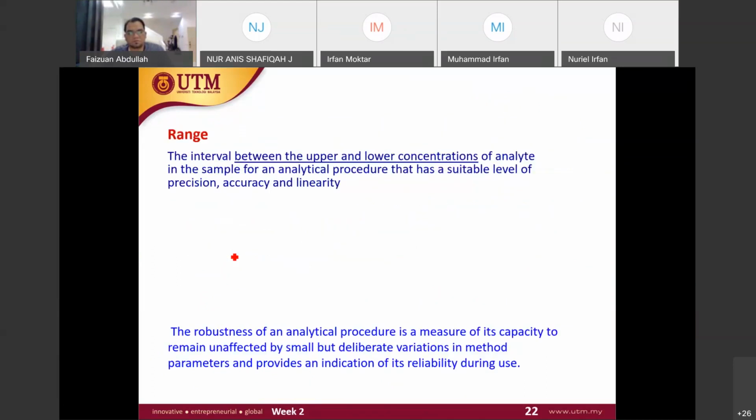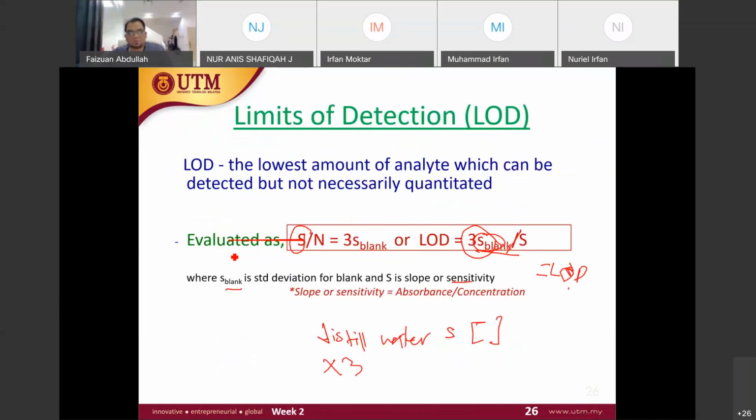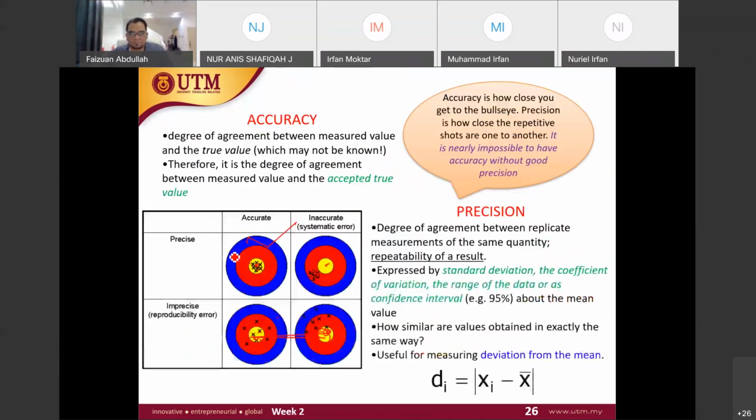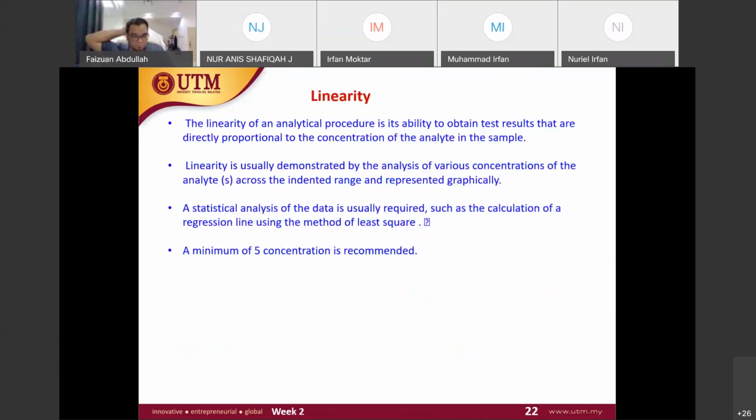So learn how to calculate the LOQ and the LOD. Never mind, we will do some revision after this. Do you have any questions? No questions? Or in the chat room? No more questions.